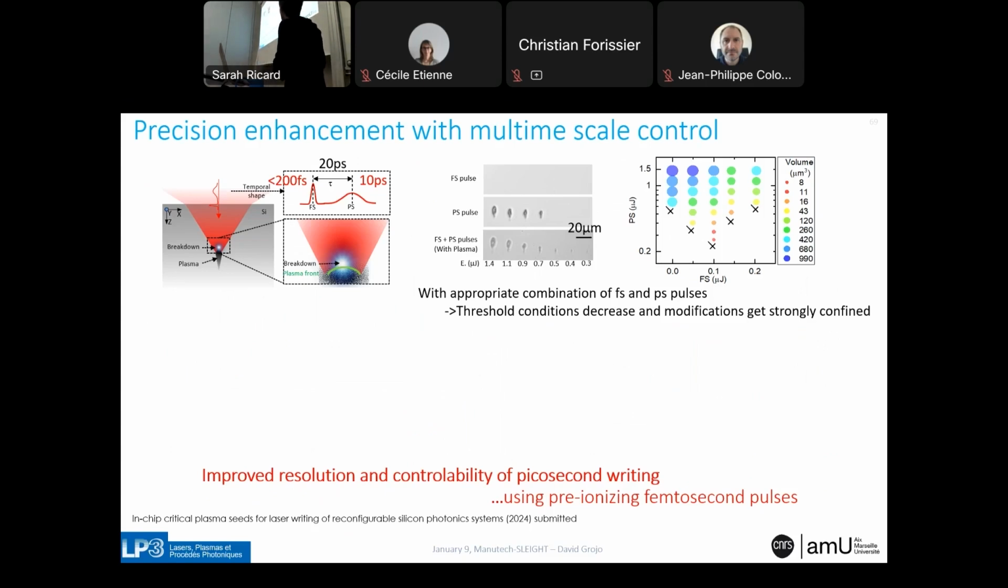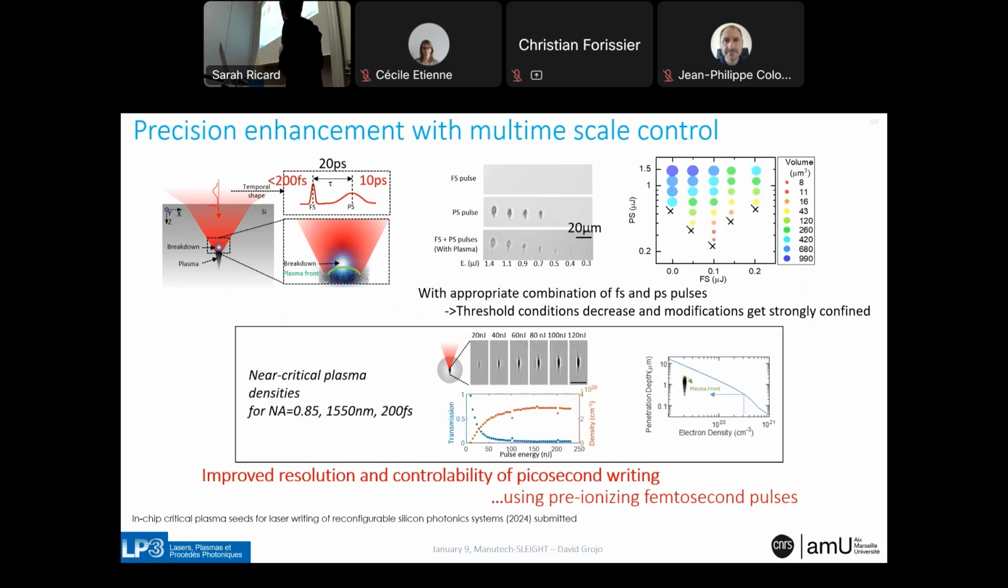Again, the femtosecond laser pulse by itself is not creating any modification. The picosecond by itself can create modification, but when you combine them in an appropriate manner, you see that the threshold for modification decreases, but also the size of the damage modification is drastically decreasing. It's clearly visible where we plot the volume of the modification, changing the energy of the two pulses. You see that we have a kind of valley for a specific set of parameters that allows us to make extremely small modification.